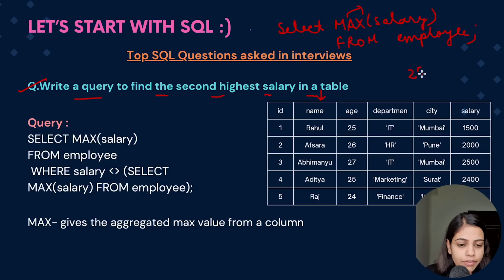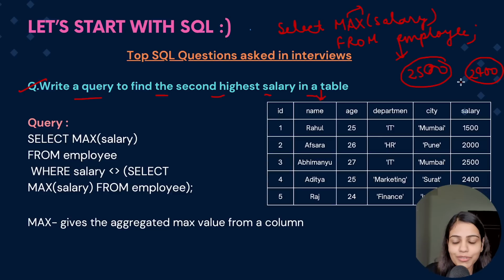So let's see what is the maximum salary. That is 2500. But we need to find the second highest salary. The second highest salary here is 2400, not 2500. So how will we find the second highest salary? We know the first highest salary from this particular query. So we will write a query again and say WHERE salary is not equal to 2500. Then it will give me 2400.